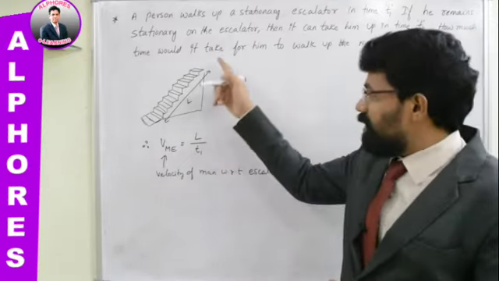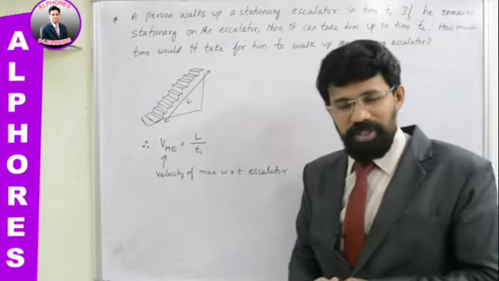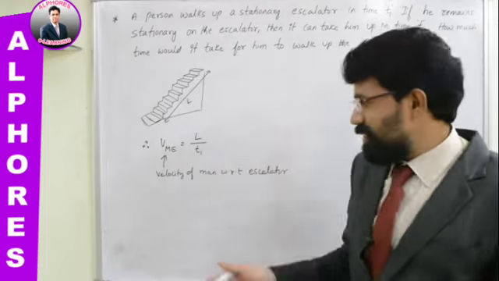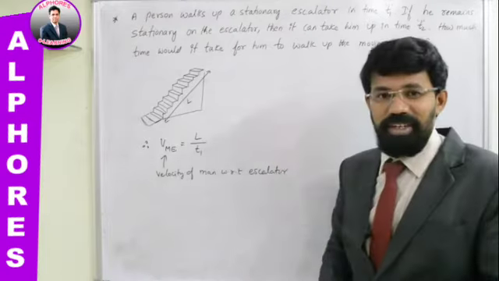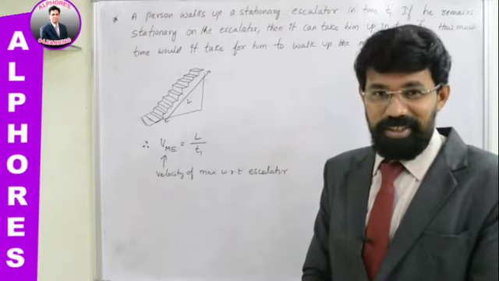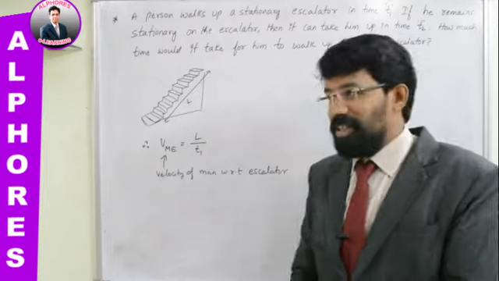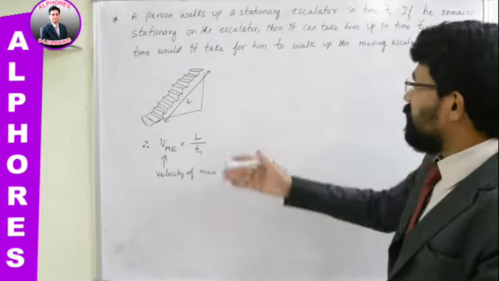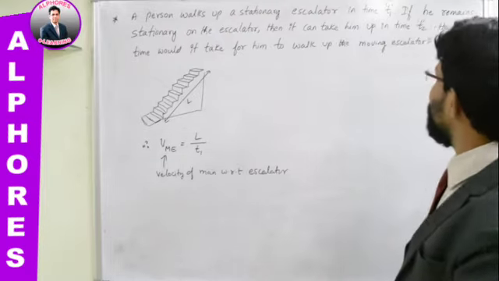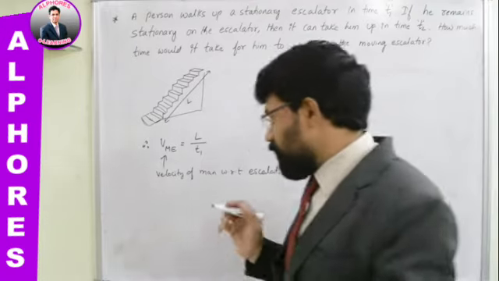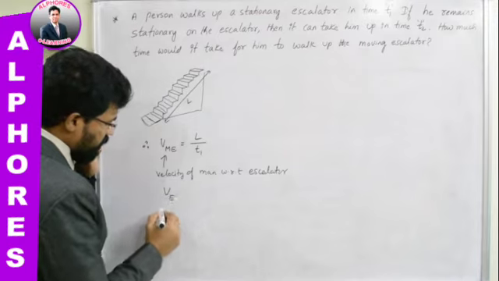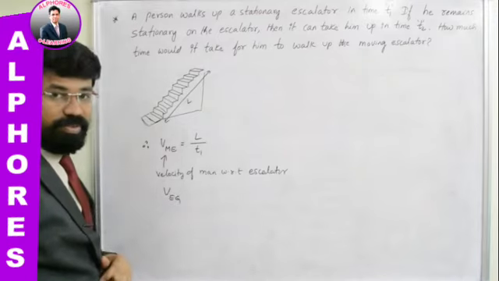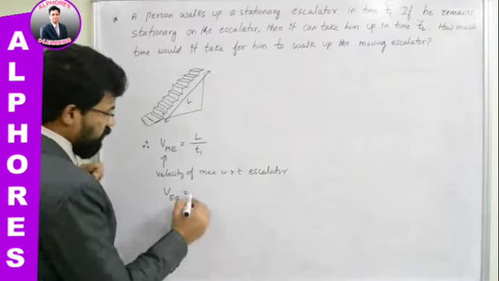Since the length of this escalator is known to us, can't we find the speed of the man with respect to the escalator? Yes. This is equal to L by t1. Now the escalator is moving and he is just standing on it. In how much time was he taken up by this moving escalator? In a time equal to t2. So now what can you write? You can identify the velocity of the escalator with respect to ground.